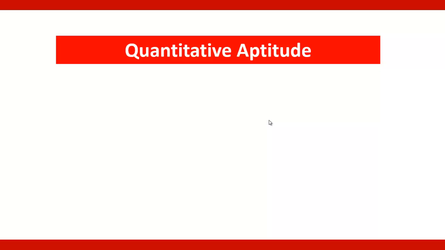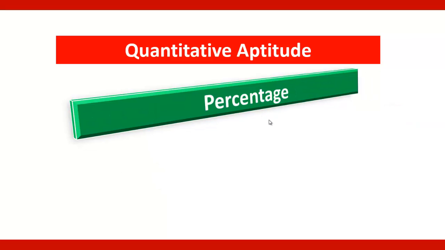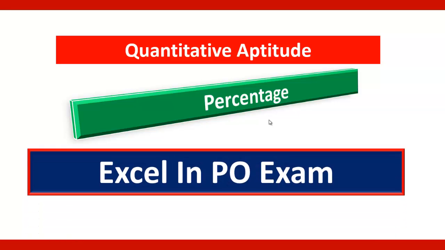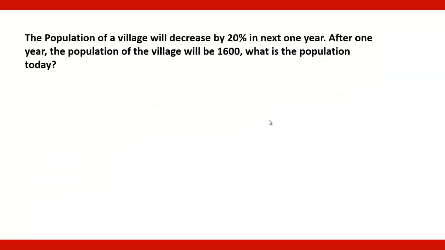In today's episode of Quantitative Aptitude, we will study the tips and tricks to solve the sums on percentage. Welcome and excel in PO exam. Here is the first question on the screen, that the population of the village will decrease by 20% in the next year. After 1 year, the population of the village will be 1600. What is the population today?